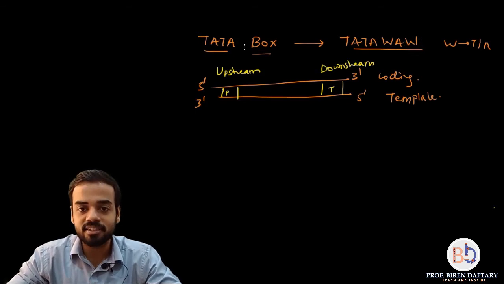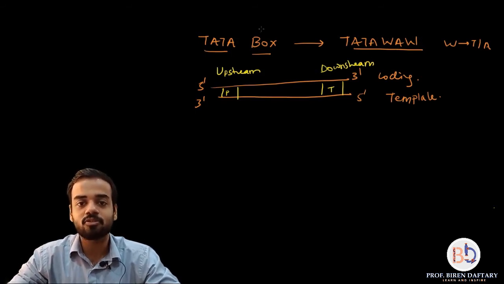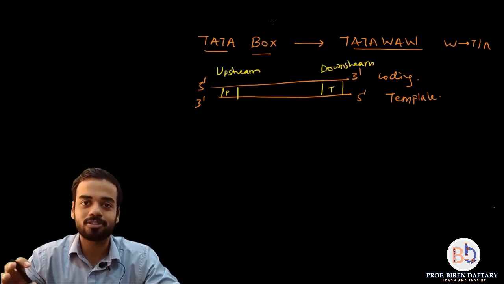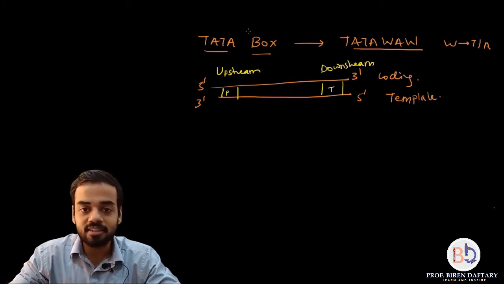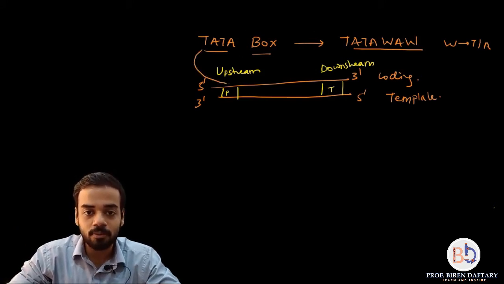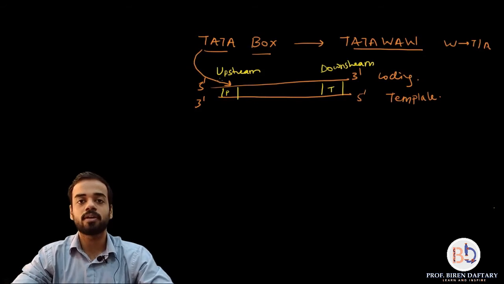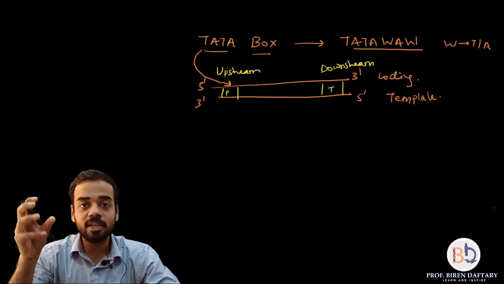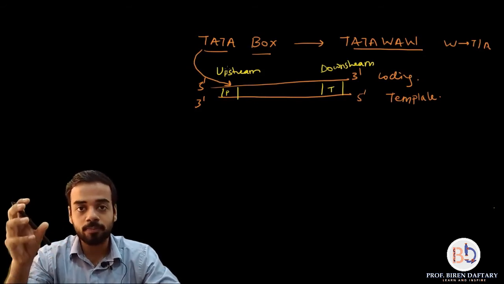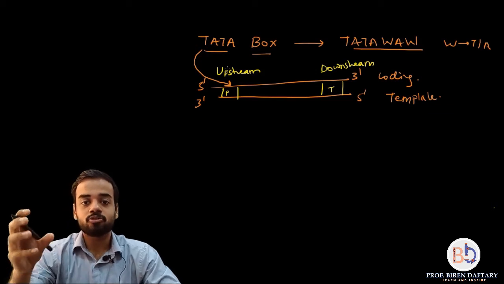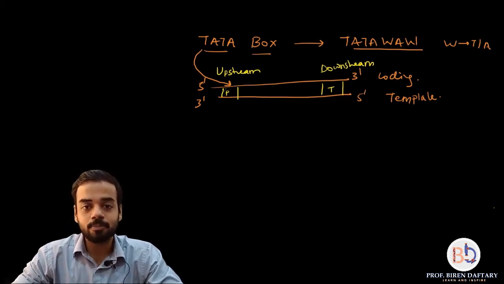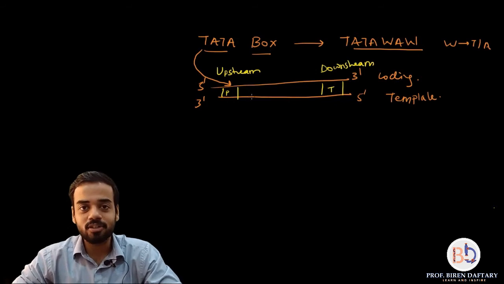Now, where is this sequence present? This sequence is called the TATA box. It is not a box, it is actually a sequence. This sequence is present in the promoter region, and it is a very important, core part of the promoter region. Where is it actually located?